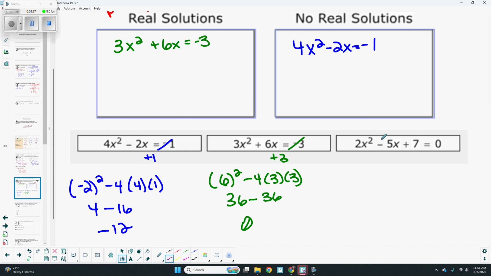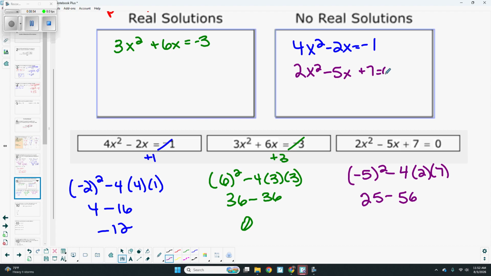And our last one here, it's already ABC. So B squared minus 4AC is positive 25 minus 4 times 7 is 28 times 2 is 56. So that's negative. We don't even need to know what the negative number is, right? It's -31, but it's irrelevant because it's negative. That would go here. 2x squared minus 5x plus 7 equals 0.